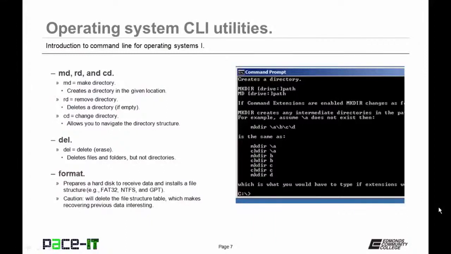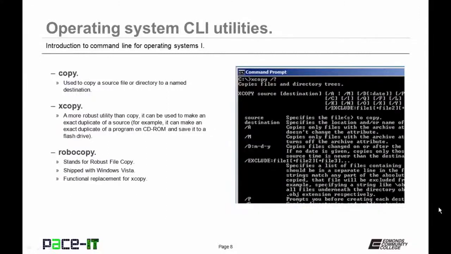It's the navigational command. Now let's move on to Del. Del stands for Delete. That erases things. Del can delete files and folders, but not directories. Then there's Format. This prepares a hard disk to receive data and installs a file structure, as in FAT32, NTFS, or GPT. Caution: if you use the Format command, it will delete the file structure table, which makes recovering previous data rather interesting.